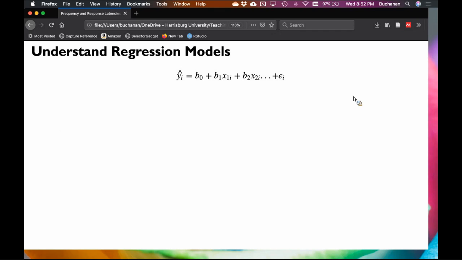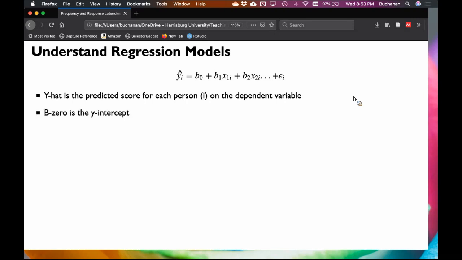So I wanted to just present the regression equation again so we can highlight what everything we're going to see is, right? So y hat is our predicted score for each person. In this case, we're going to predict the response latency for words, so the timing for each word. B naught or B zero is the y-intercept. This is the average score when all of the x variables are zero.